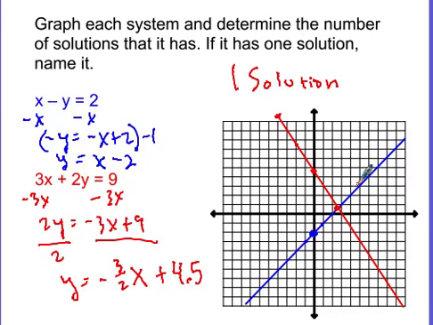It's going to be over, say, 2.5, and it's up about 0.5. Sure, we can do the best we can with it. Sometimes they're just hard, not every line crosses in exactly the right spot for us to make it an easy ordered pair. And that's okay. Just do the best you can with it.